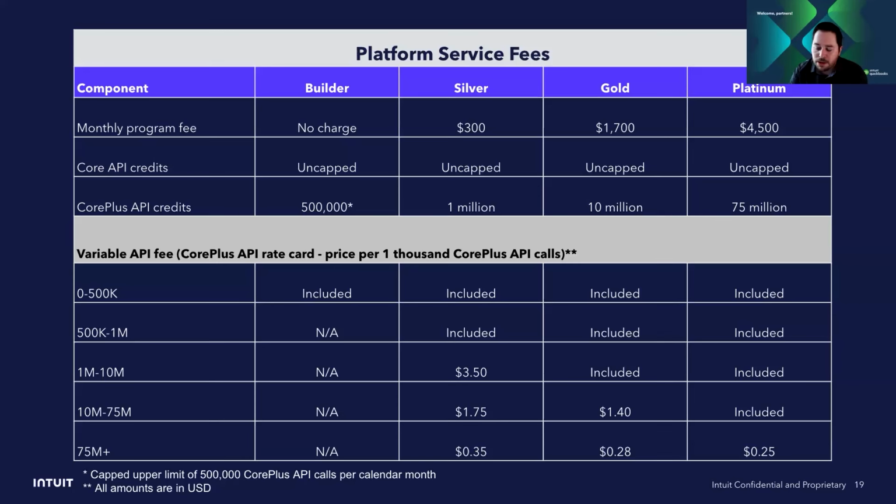And finally, the variable API fee operates on a tiered volume structure. So API calls are charged at the given rate within the volume tier. We'll touch on an example in just a sec here, but API calls that go beyond one volume tier will be charged at the rate of the next volume tier.